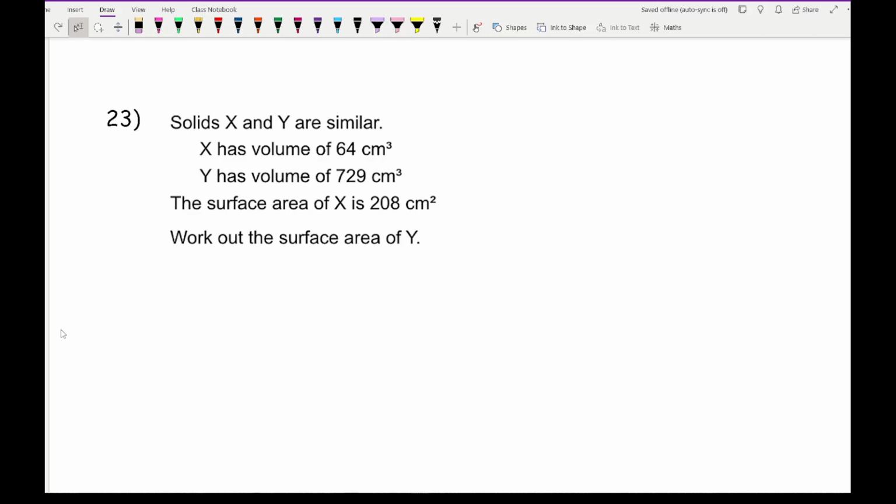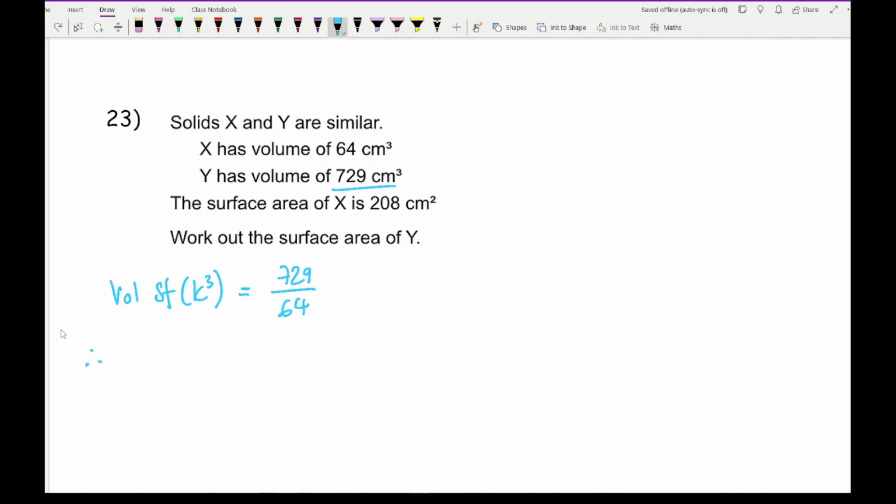The surface area of x is 108. Work out the surface area of y. So this is looking at similar area and volume. Now the information we know is the volume. So the volume scale factor, which represents k cubed, and again it could be any letter, I'm just going to call it k, is going to be 729 divided by 64. That's the volume scale factor.